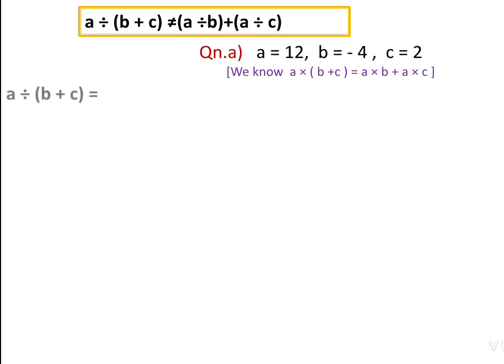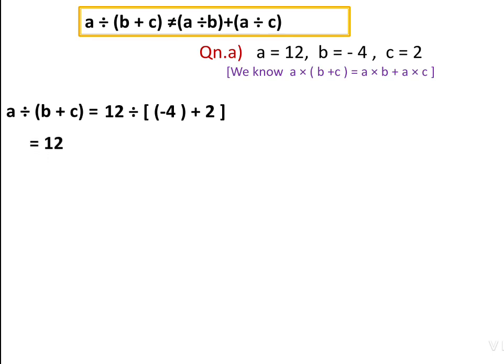Our first part is A divided by (B plus C). A is 12, so 12 divided by (minus 4 plus 2). Minus 4 plus 2 is minus 2, and 12 divided by minus 2 is minus 6.